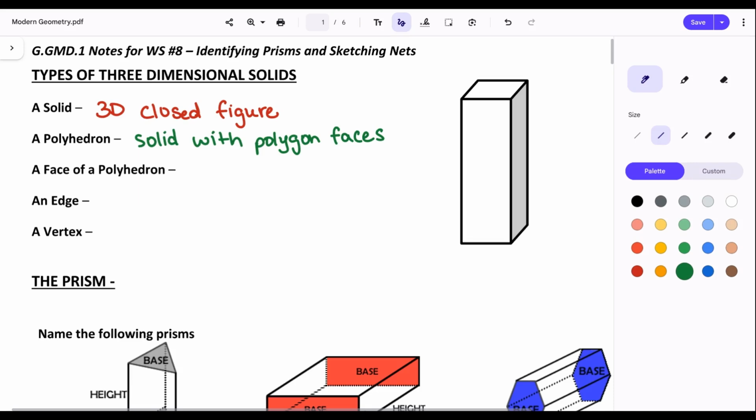Okay, on your polyhedron, you have something called a face. On my picture over here, this would be known as your face. That whole front side is the face. So a face is just a surface or a side of your polyhedron.